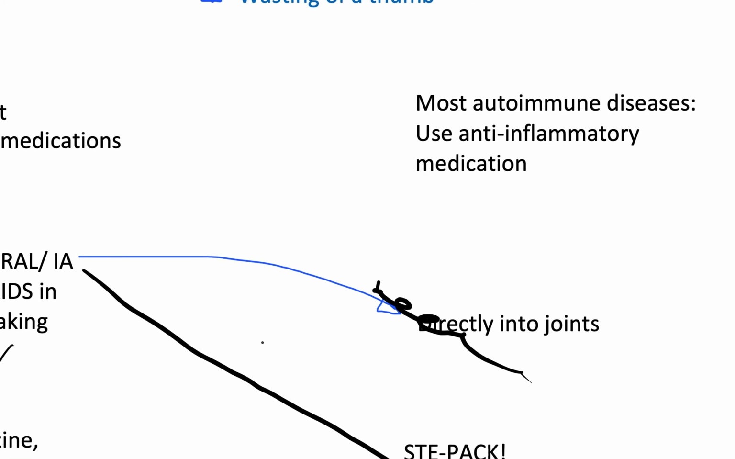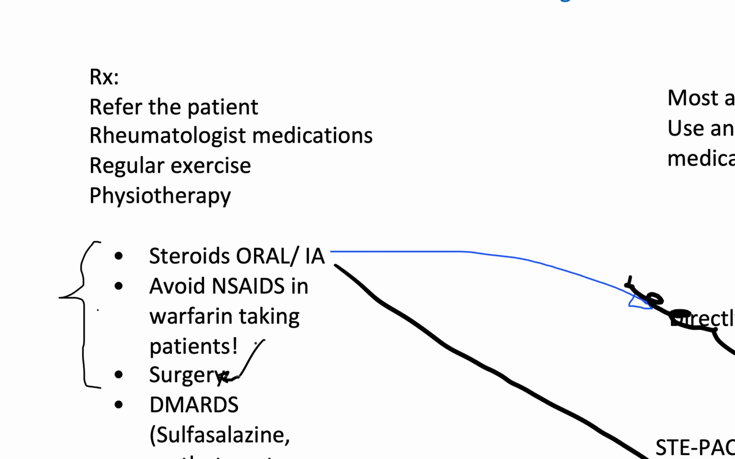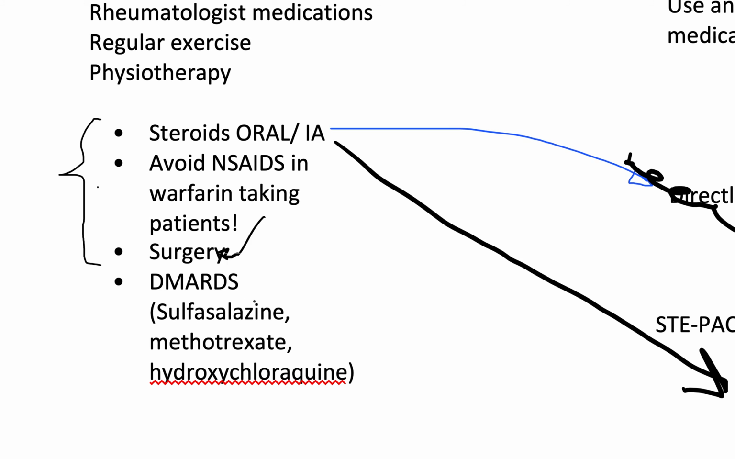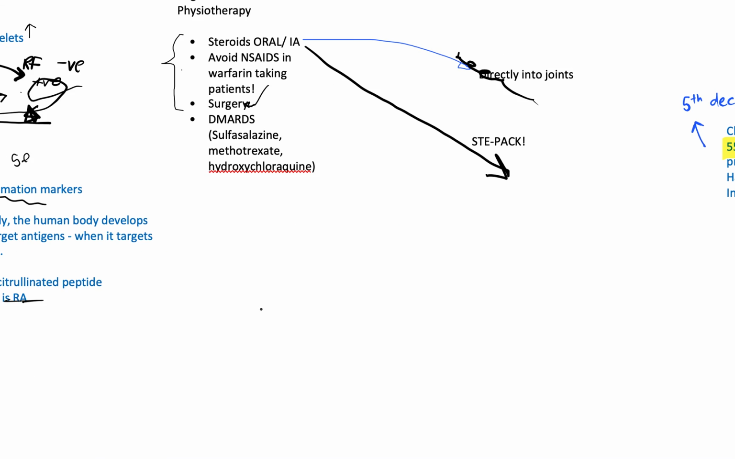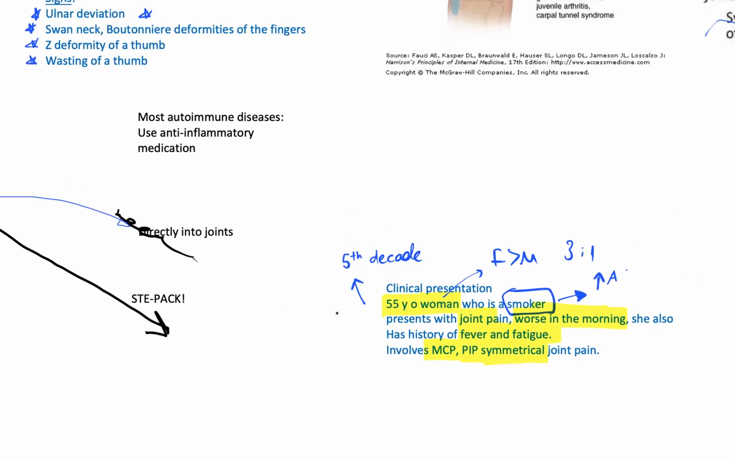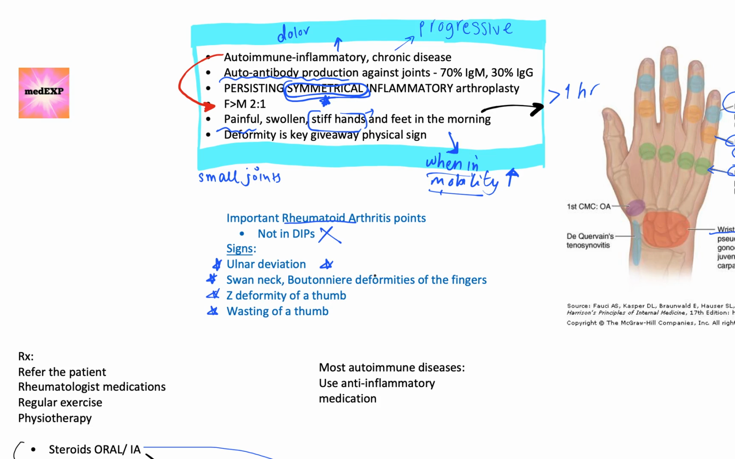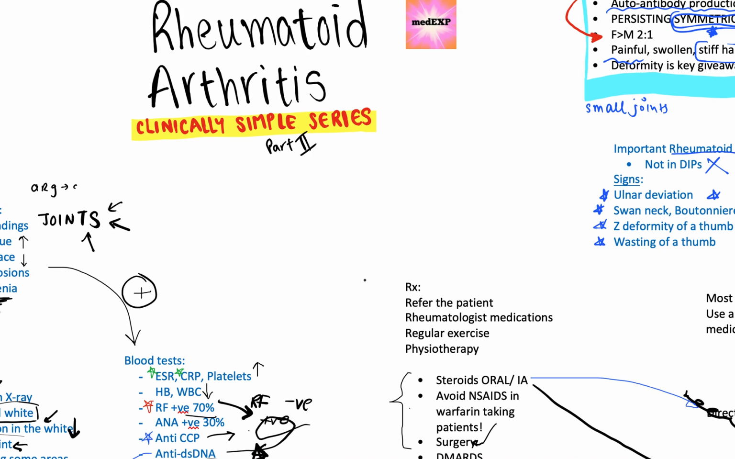Okay. So remember, most autoimmune diseases use anti-inflammatory medication, which is the steroids, and this was all symptomatic treatment. The disease-modifying agents of rheumatoid arthritis are the most important ones. Now, have a quick recap of the clinical case, of these pictures, of what it means to have rheumatoid arthritis, and what the different lab values might show.